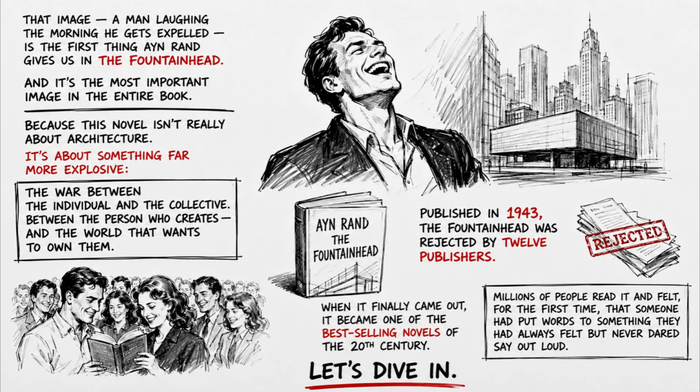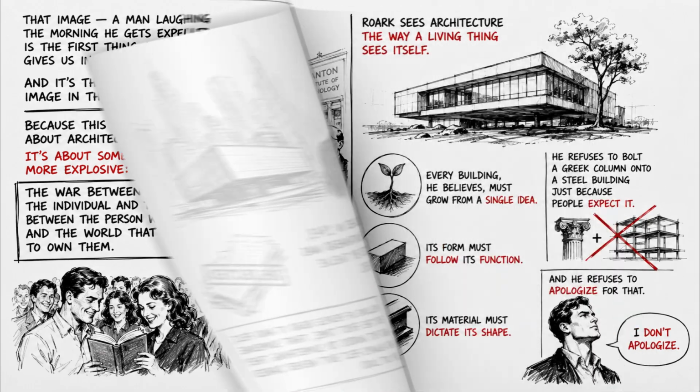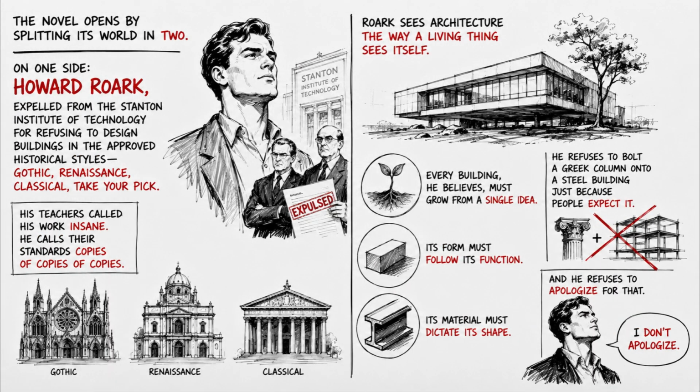Published in 1943, The Fountainhead was rejected by 12 publishers. When it finally came out, it became one of the best-selling novels of the 20th century. Millions of people read it and felt for the first time that someone had put words to something they had always felt but never dared say out loud. Let's dive in. The novel opens by splitting its world in two.